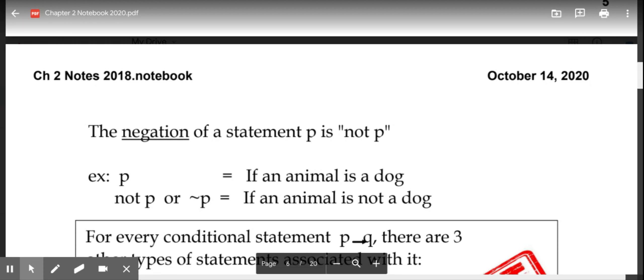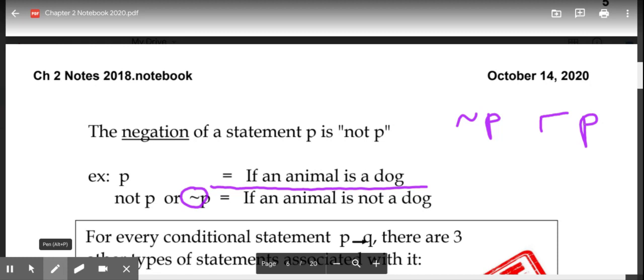So in this example, I have if an animal is a dog. Okay, so P stands for if an animal is a dog. That's your hypothesis. The negation would be not P. And the symbol we use in mathematics, we use this symbol. But some mathematicians, I notice in different textbooks, they also use this symbol, like kind of like an L. In class, again, we'll talk about both symbols. So the negation would be if an animal is not a dog.